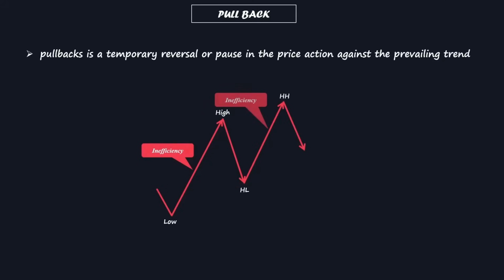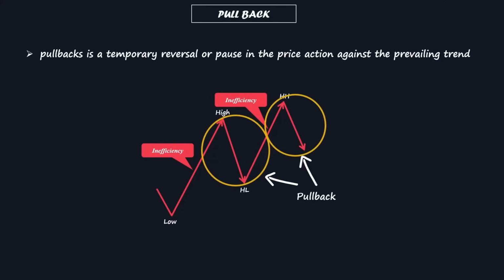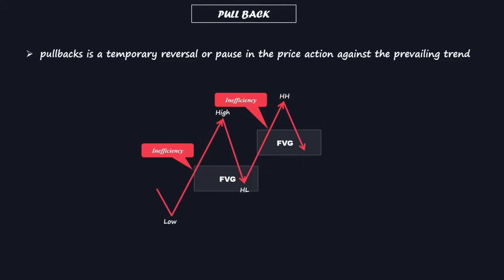A pullback is simply a temporary move against the main trend, a short pause or reversal as buyers and sellers battle for control. This reaction creates internal liquidity, areas of inefficiency or resting liquidity that the market needs to fill. Because of that, price briefly moves in the opposite direction to clean up that liquidity before continuing its main trend.